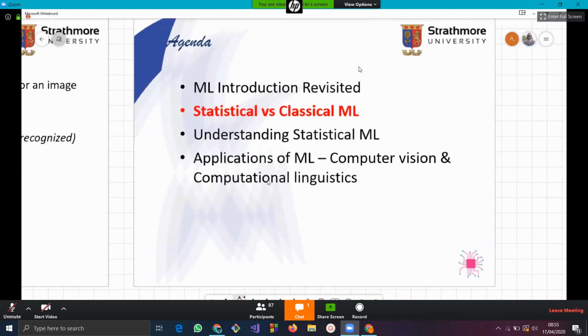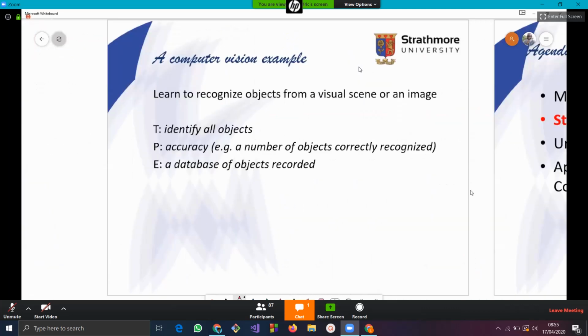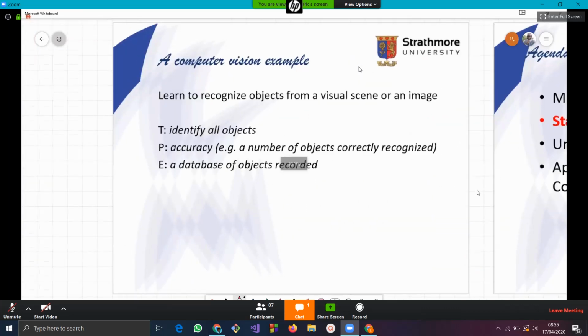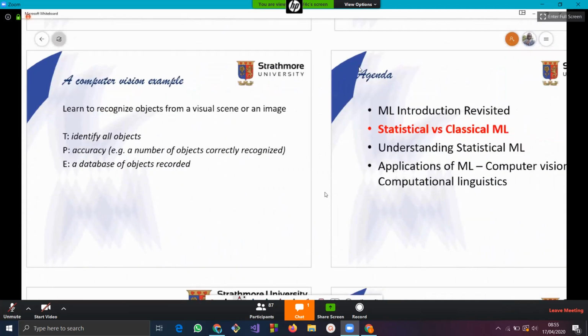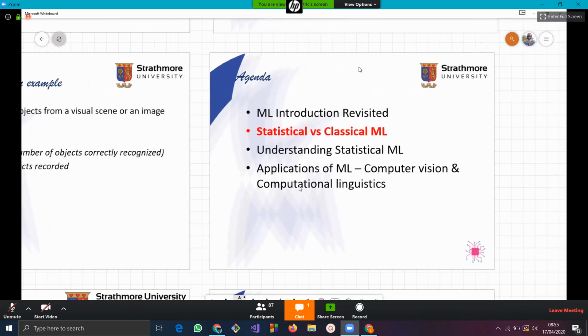Very good. So with that, that is the recap of what we did last time. So we now move to the next agenda, unless there is a question.